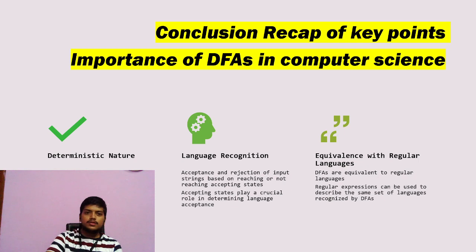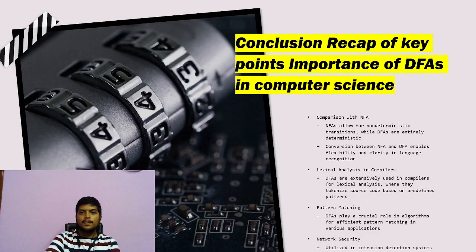Key important points: the DFA's deterministic nature, language recognition, equivalence with regular languages. A unique transition for each state and input symbol pair contrasts with non-deterministic finite automata, which allow multiple possible transitions. Language recognition: acceptance and rejection of the input strings based on reaching or not reaching accepting states. Accepting states play a critical role in determining language acceptance. DFAs are equivalent to regular languages and can be used to describe the same set of languages recognized by a DFA.